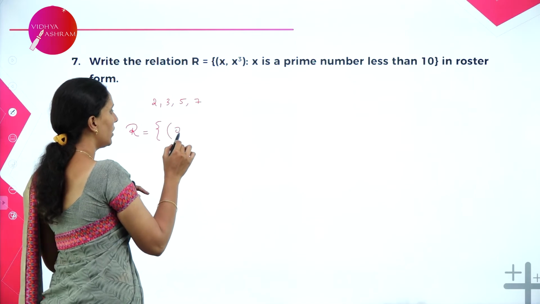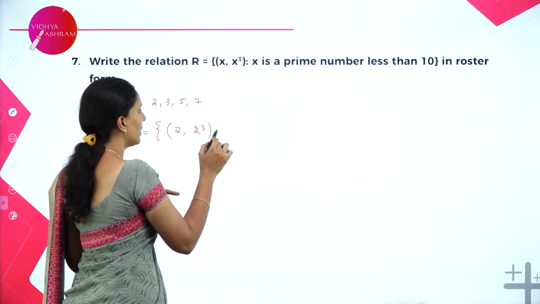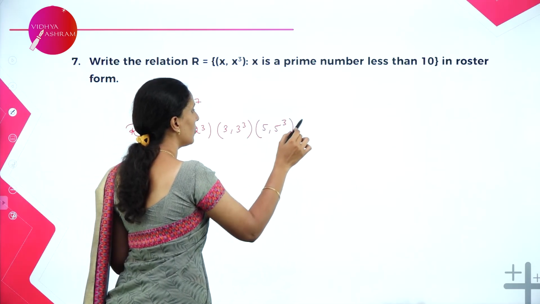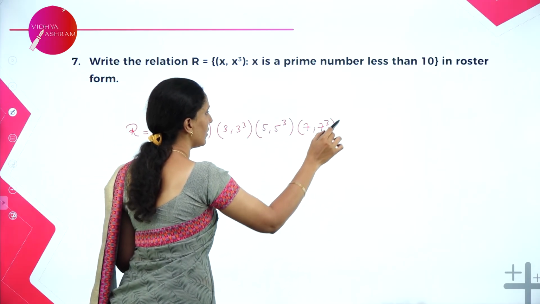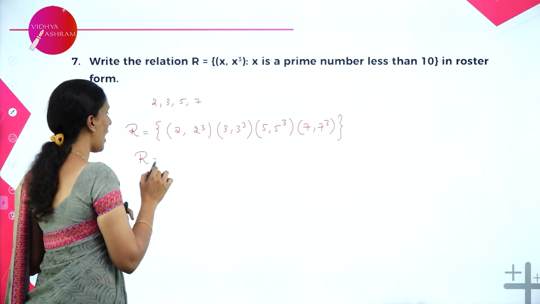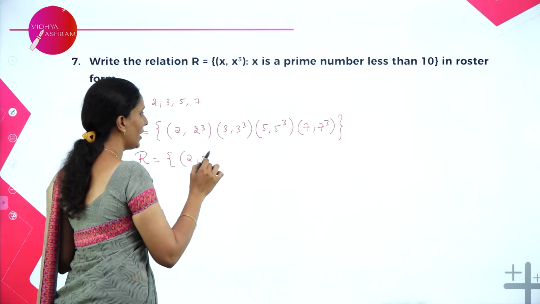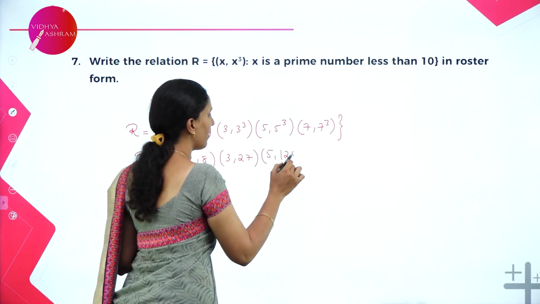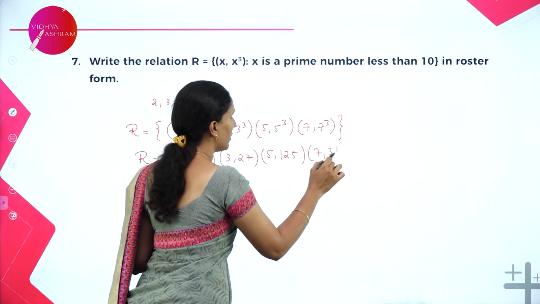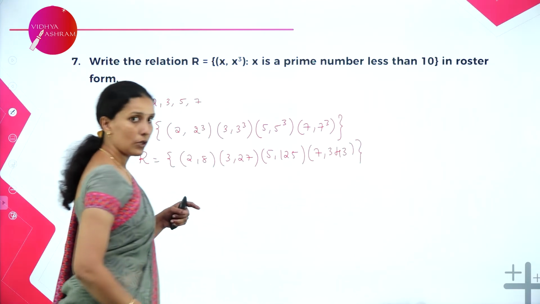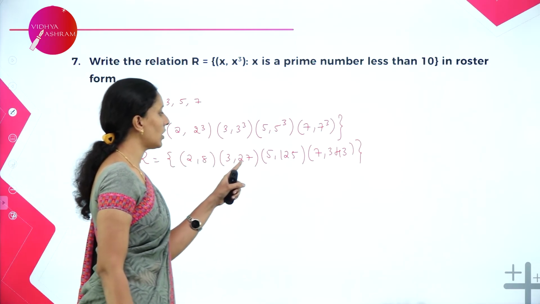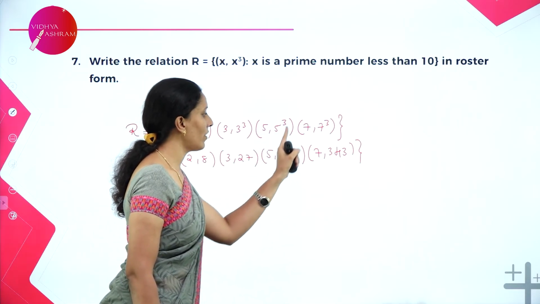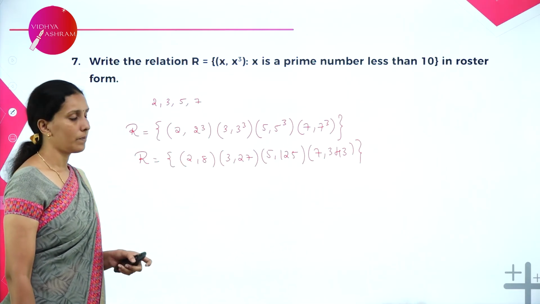Suppose I take 2, it is (2, 2 cube), 3, (3, 3 cube), 5, (5, 5 cube), 7, (7, 7 cube). So therefore, here R is (2, 8), (3, 27), (5, 125) and (7, 343). So when they ask you the domain, domain is 2, 3, 5, 7. When they ask you range, it is 8, 27, 125 and 343.